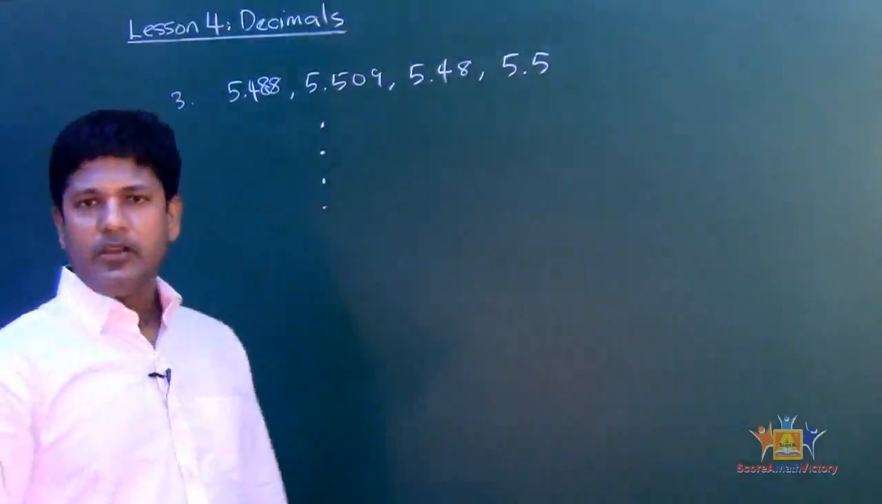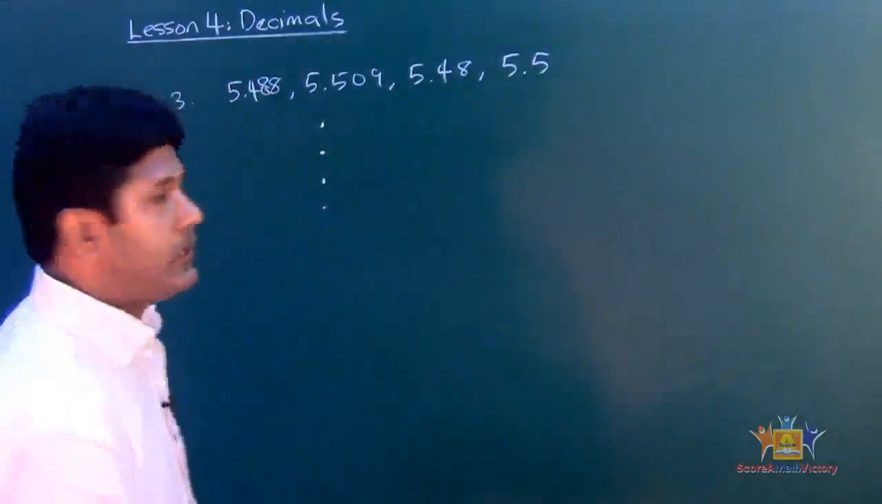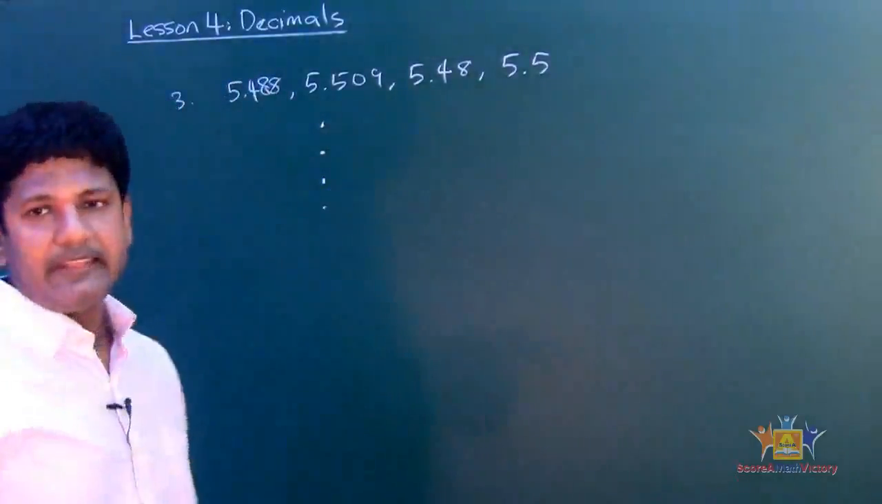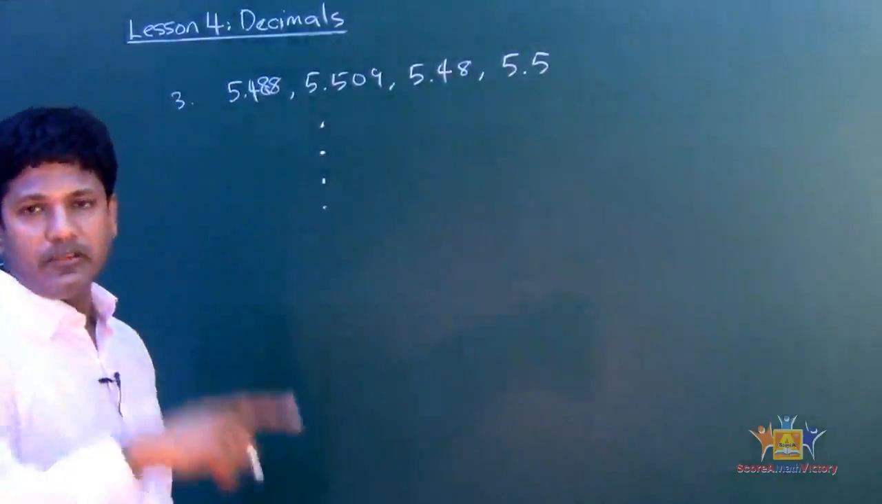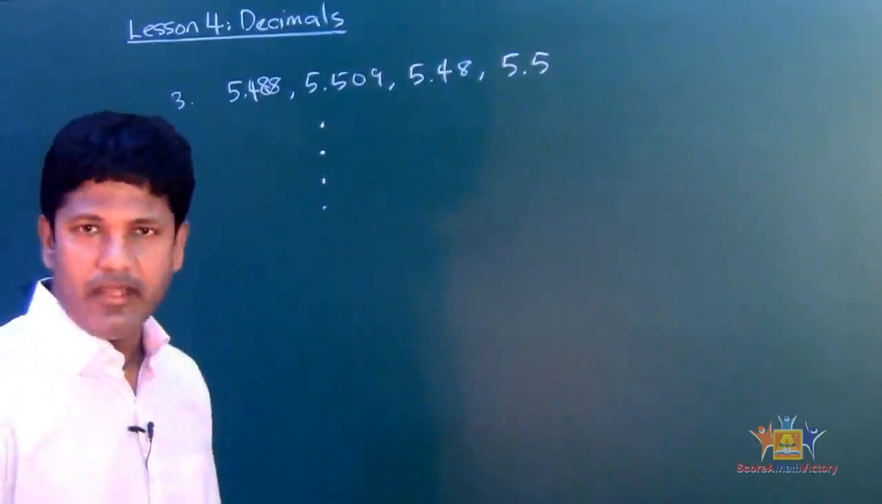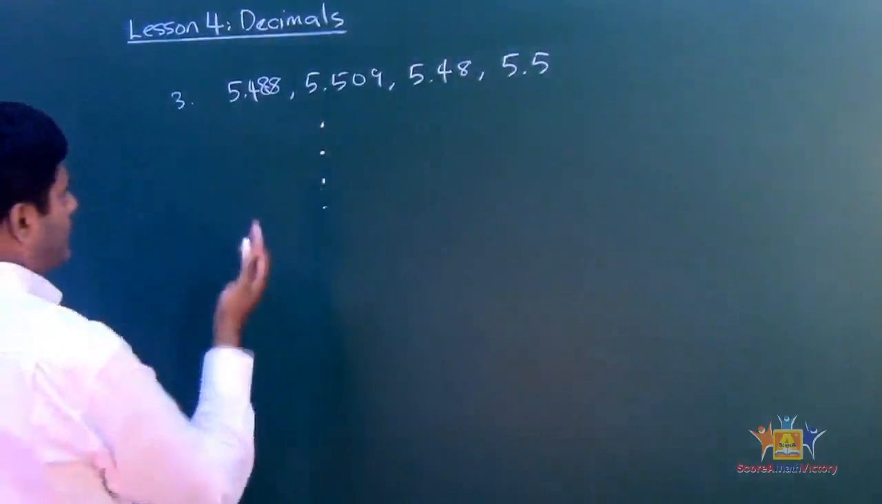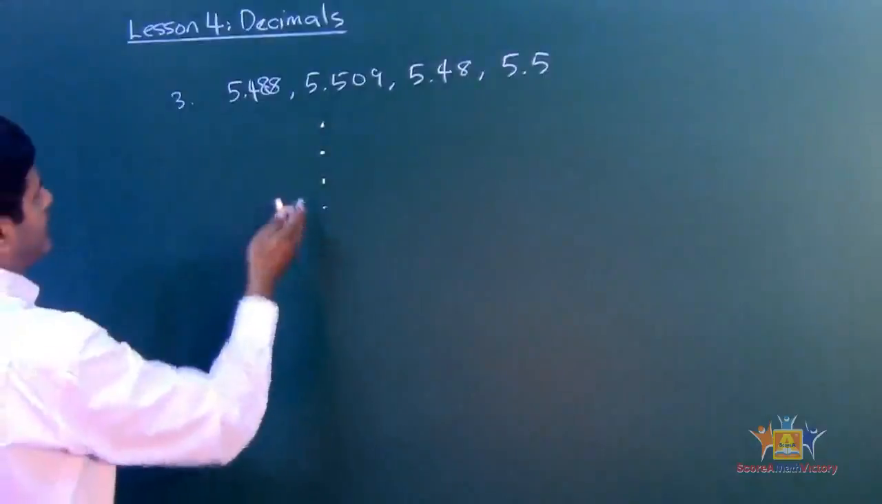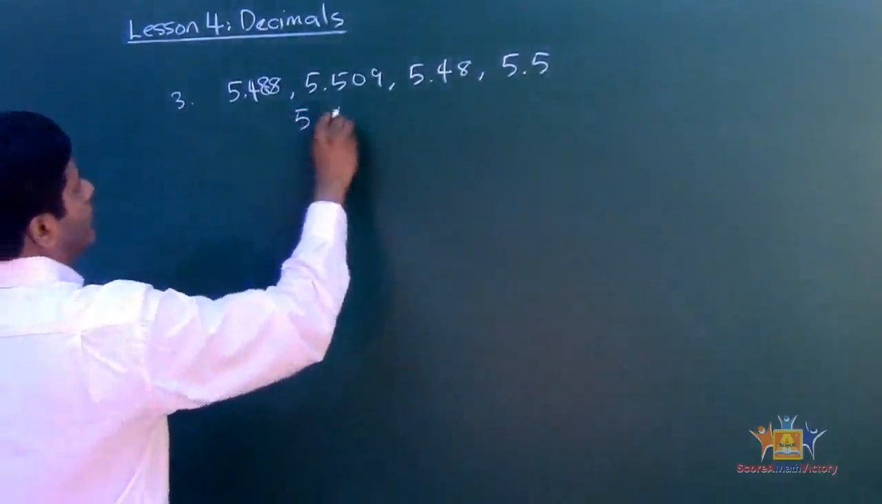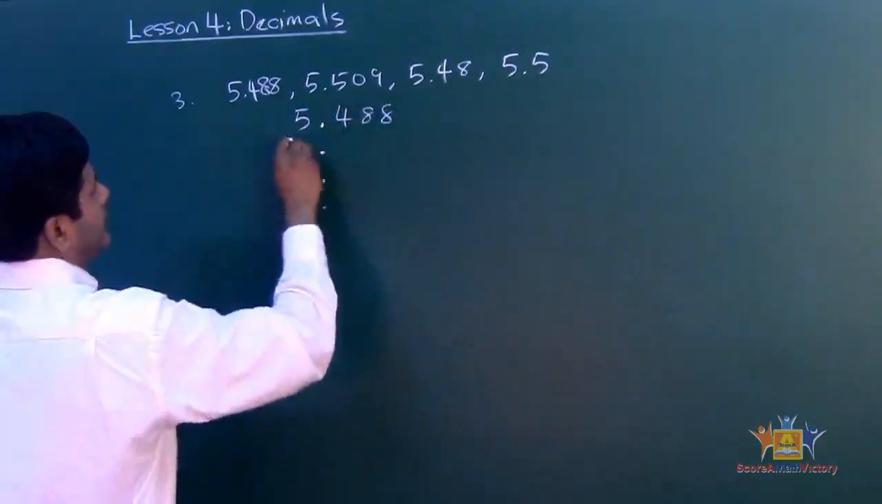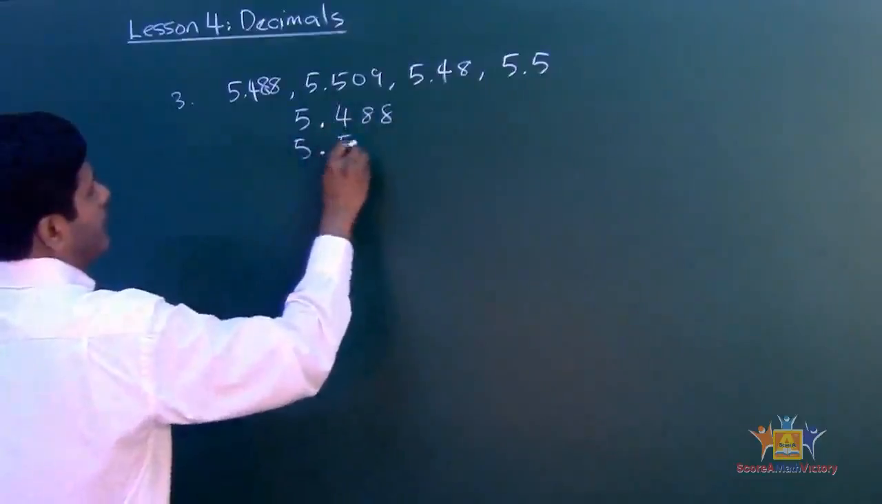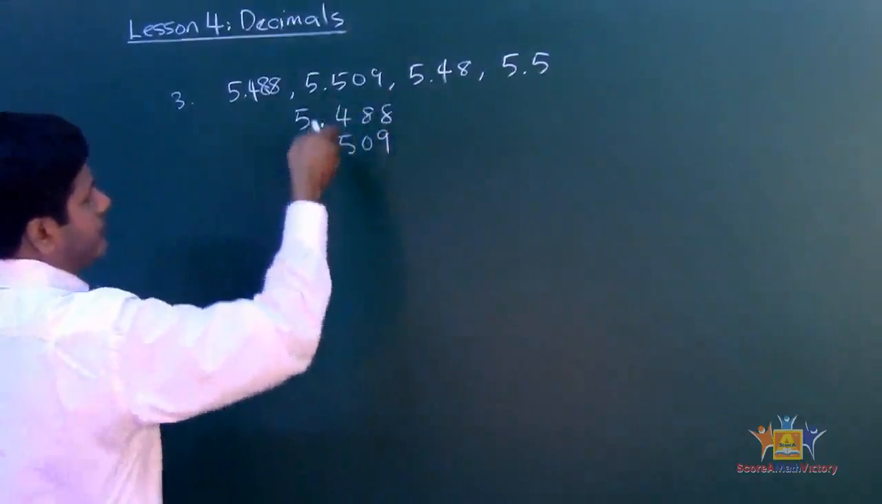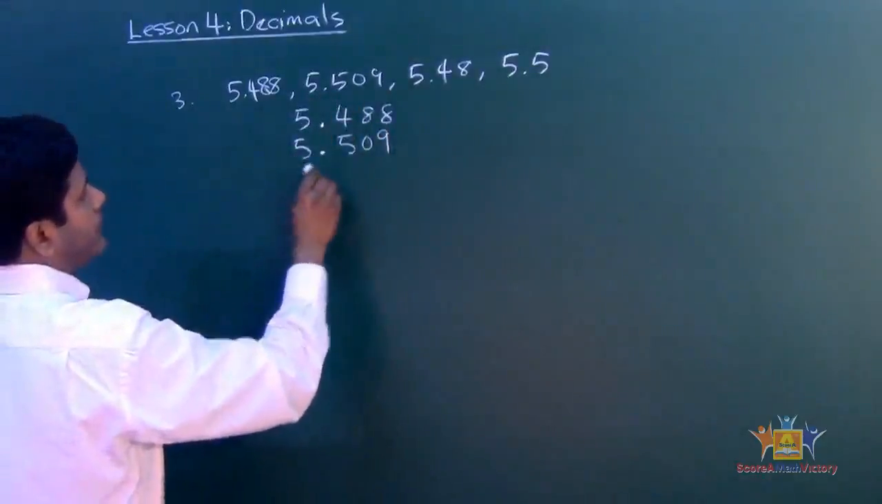See that? Don't try to guess by looking at it, thinking that's going to be bigger, that's going to be smaller, that's going to be next. Never ever, okay? Line them up. Once you line them up with the decimal, now write down 5.488, 5.509. Make sure you line them up right also, by the place value.